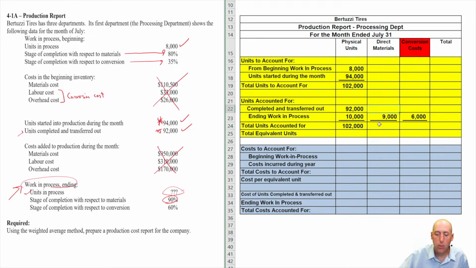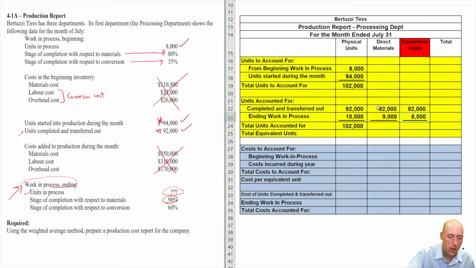What about our units completed and transferred out? Well, the word completed says it all. If it wasn't 100% done, I wouldn't call it completed. I don't use any percentages here. I just say, oh, it's 100%. So basically, whatever number you write here, you write the same number over here and over here.